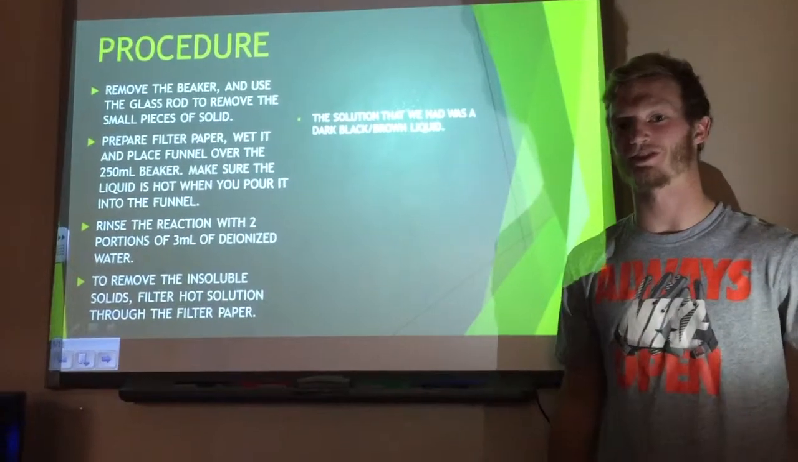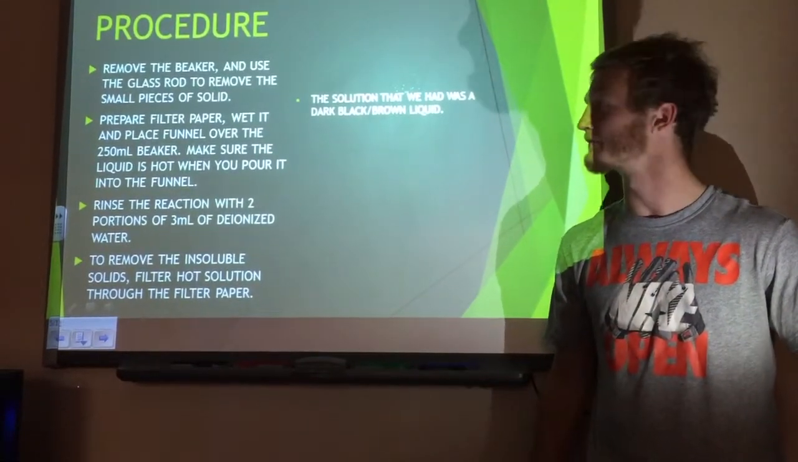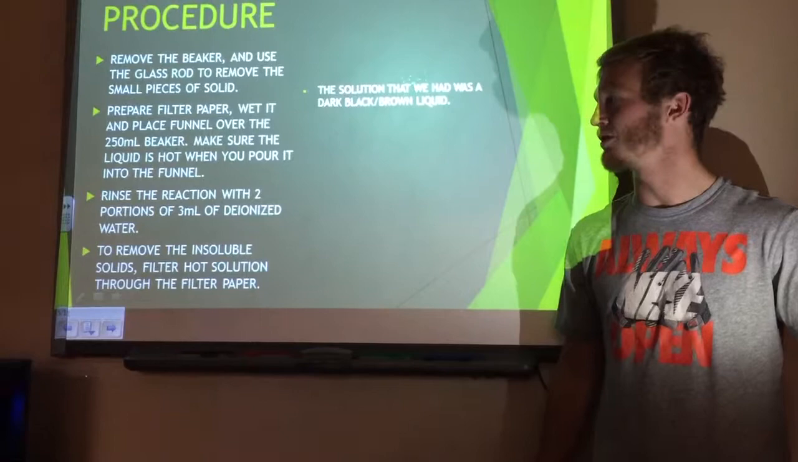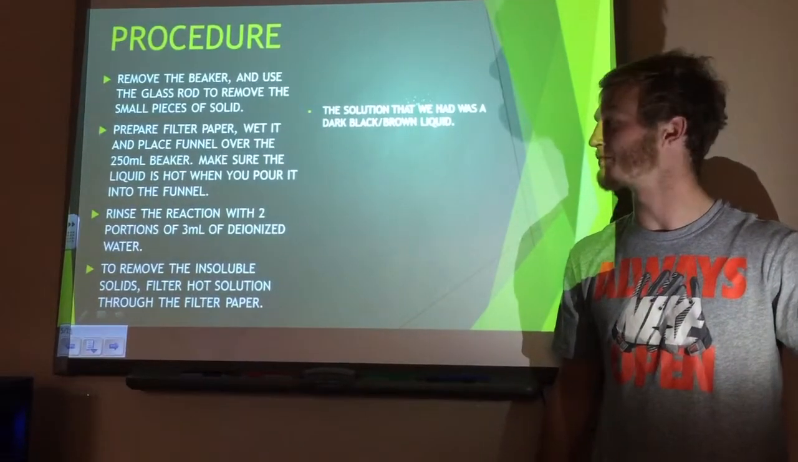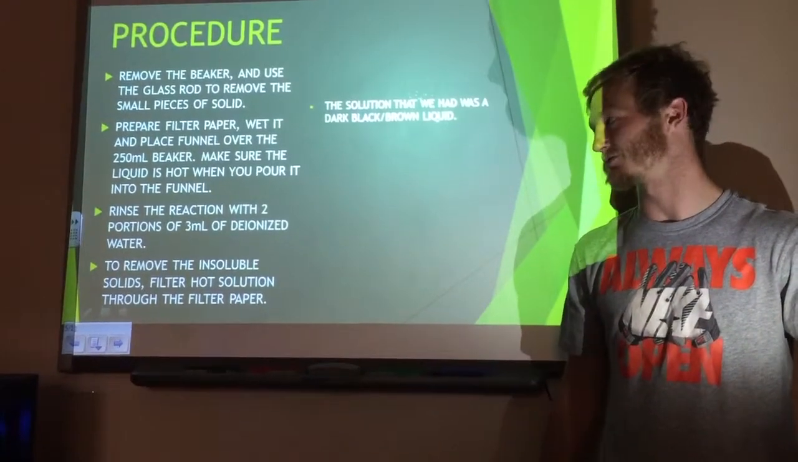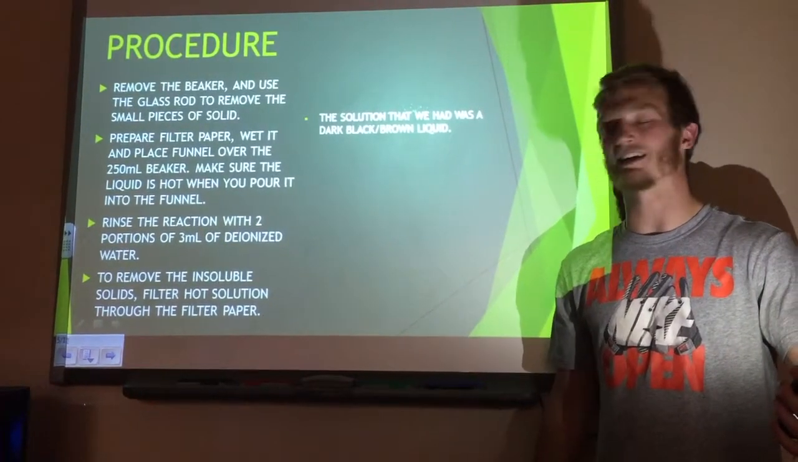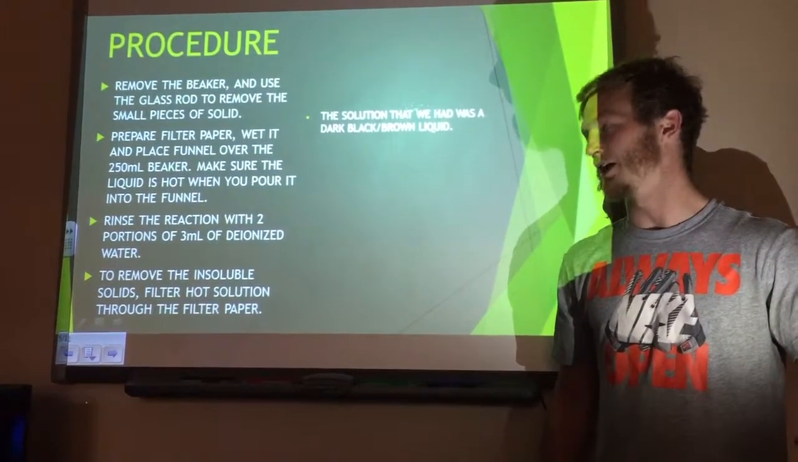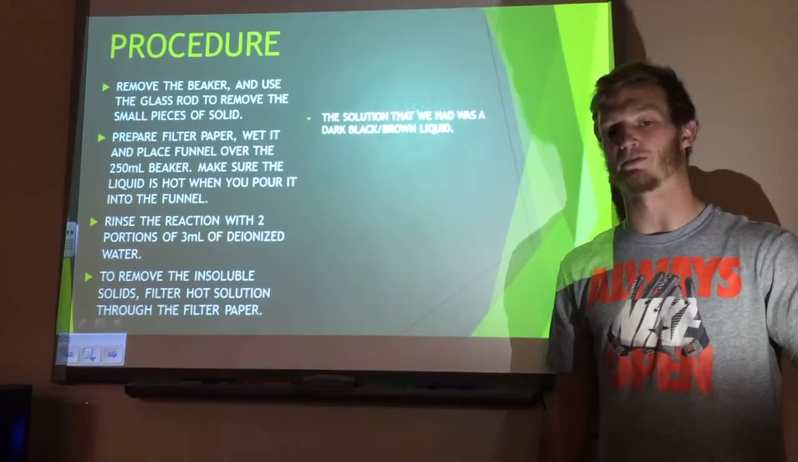Remove the beaker with tongs and use the glass rod to remove the small pieces of solid. Prepare filter paper, wet it, and place the funnel over the 250 milliliter beaker. Make sure the liquid is hot when you pour it into the funnel. Rinse the reaction with 2 portions of 3 milliliters deionized water. And to remove the insoluble solid, filter the hot solution through the filter paper.